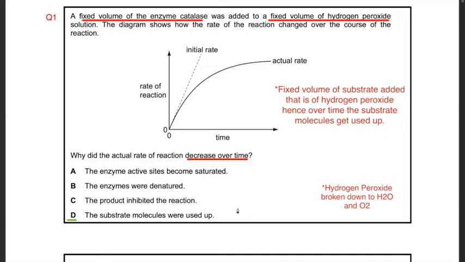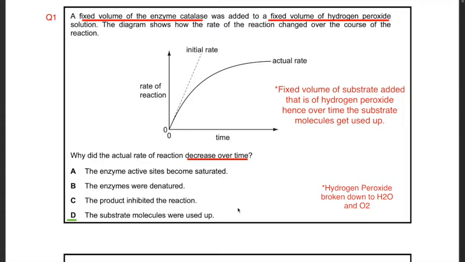Why can it not be either A, B or C? Well, if you look at A, the enzyme active sites become saturated. The enzyme active sites become saturated initially, not over time. Therefore, A is incorrect. B, the enzymes were denatured. There is no external factor that causes the enzymes to be denatured, and according to this reaction and the diagram given, we cannot say that the enzymes were denatured by looking at the actual rate decreasing over time.